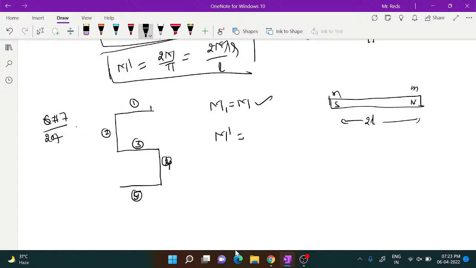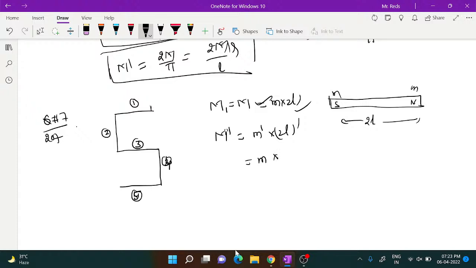What is M dash? It is bent into different forms, so M dash is nothing but pole strength into 2L. Here the pole strength is the same, so M dash is equal to the new pole strength into the new magnetic length. The pole strength is the same because the area is not changed even when you bend it. But what is 2L dash? 2L dash is the new magnetic length.